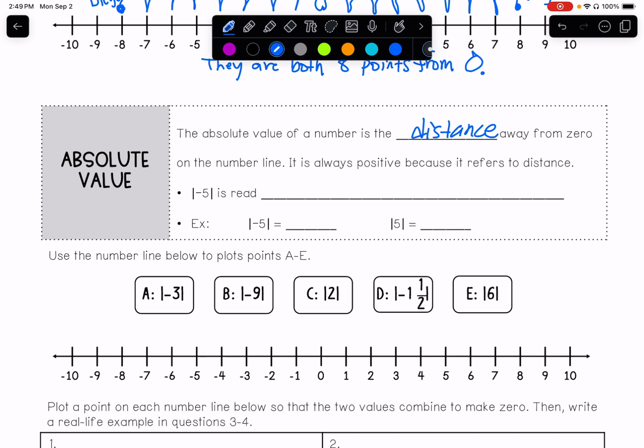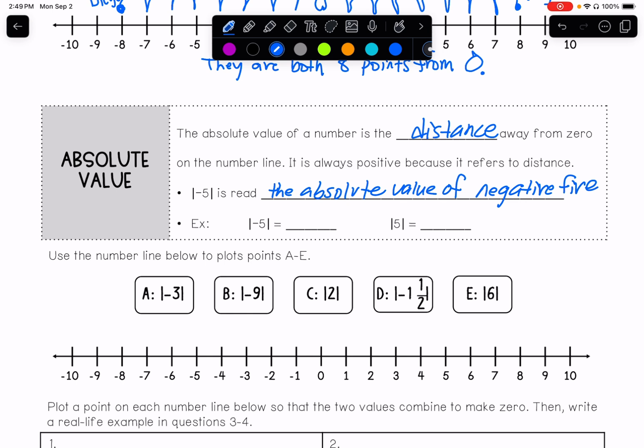So the absolute value of -5 is read as "the absolute value of -5." That's how it's read. It just means how far away that number is from 0. For example, how far away is -5 from 0? +5 units. And +5 is also +5 units away from 0.